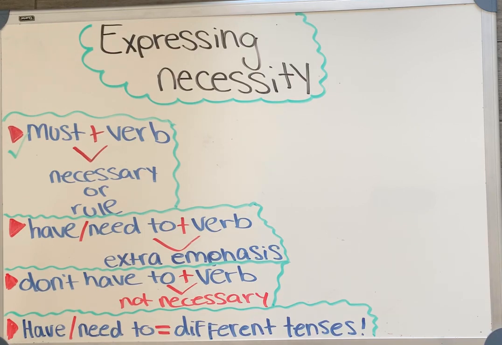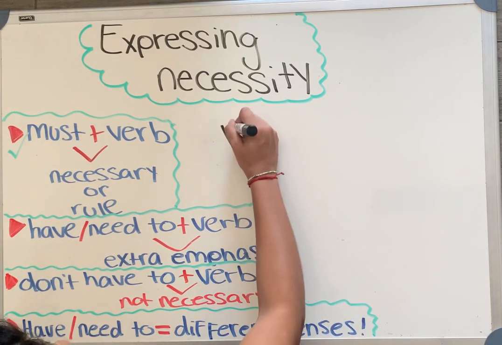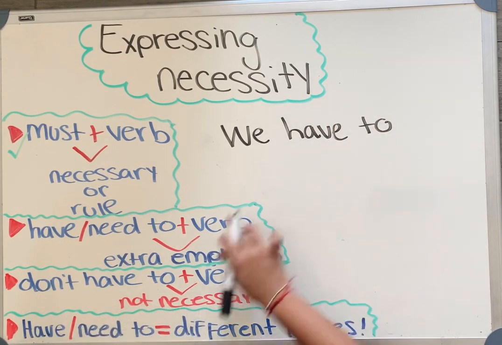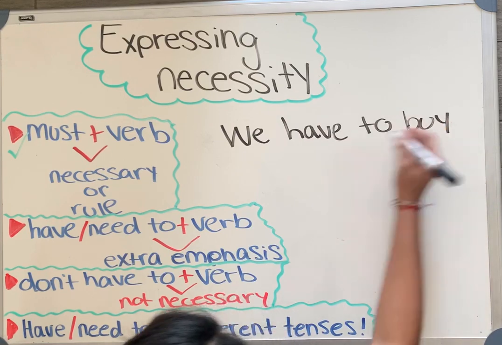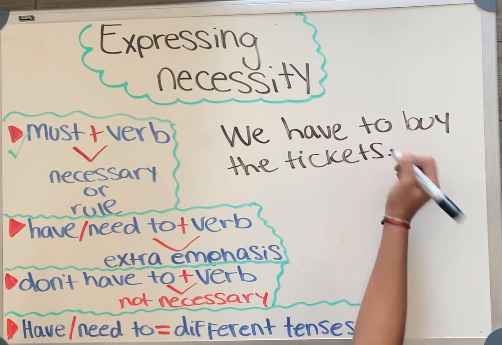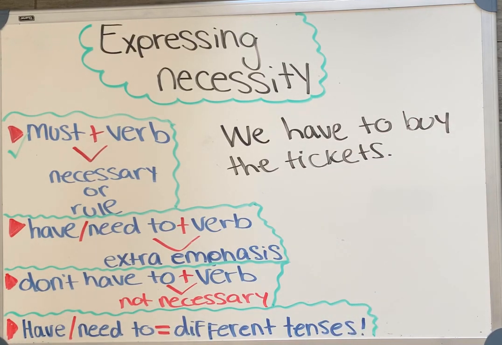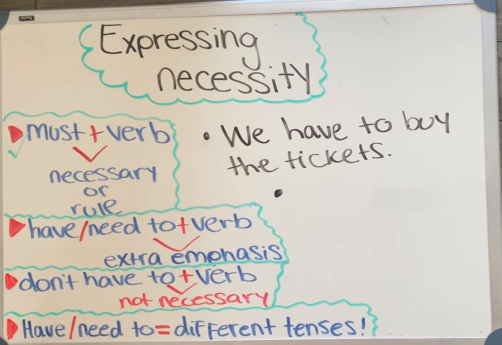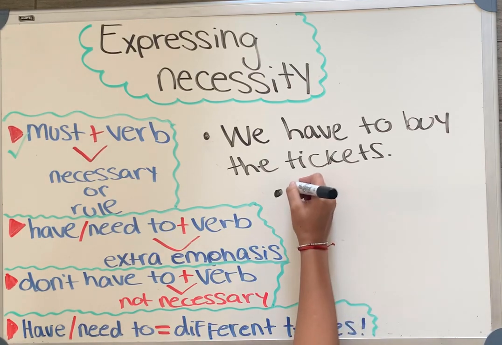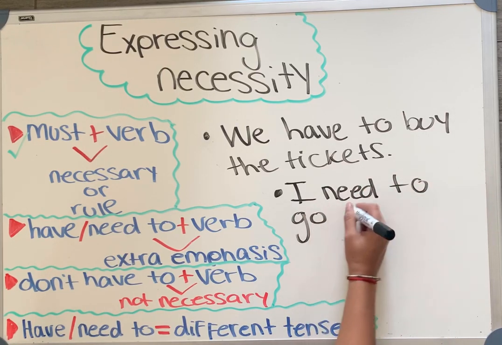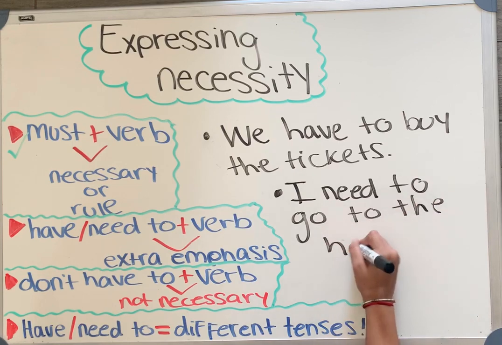For example, if you have to go to Guadalajara tonight, si tienen que ir hoy en la noche a Guadalajara, we say we have to, and then the verb, buy the tickets. Tenemos que comprar los boletos. We have to buy the tickets. For example, if I'm sick, if I imagine I have coronavirus, I have to say, I need to go to the hospital.